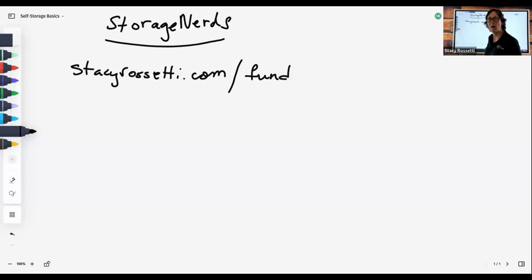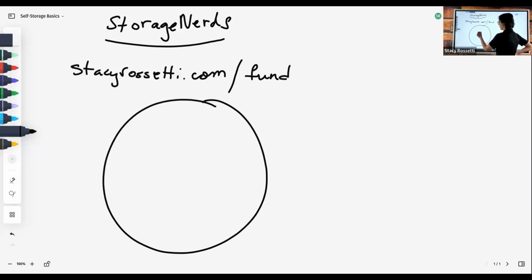Let's get started and talk about all the different markets so you have a better idea. When I'm talking about primary, secondary, tertiary markets, what do I mean? Okay. So this is what it's going to look like. Let's just say that we're talking about Nashville. Okay. So this is Nashville. And inside Nashville, you're going to have your primary market.